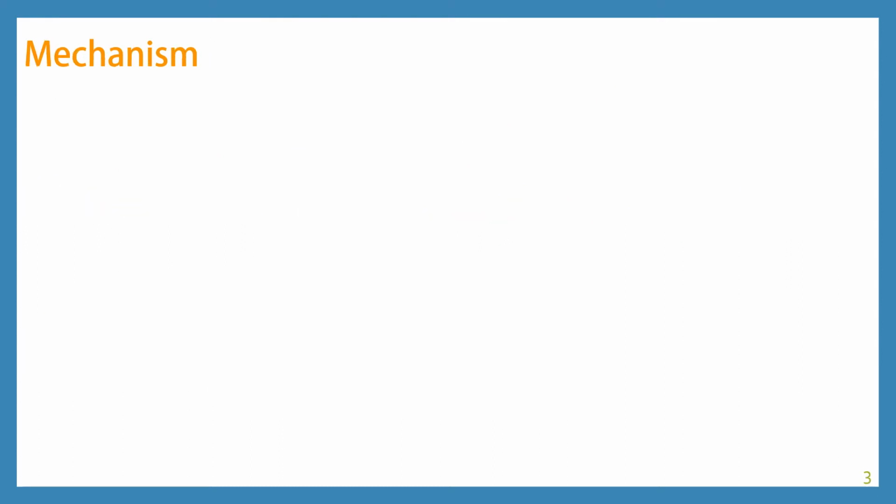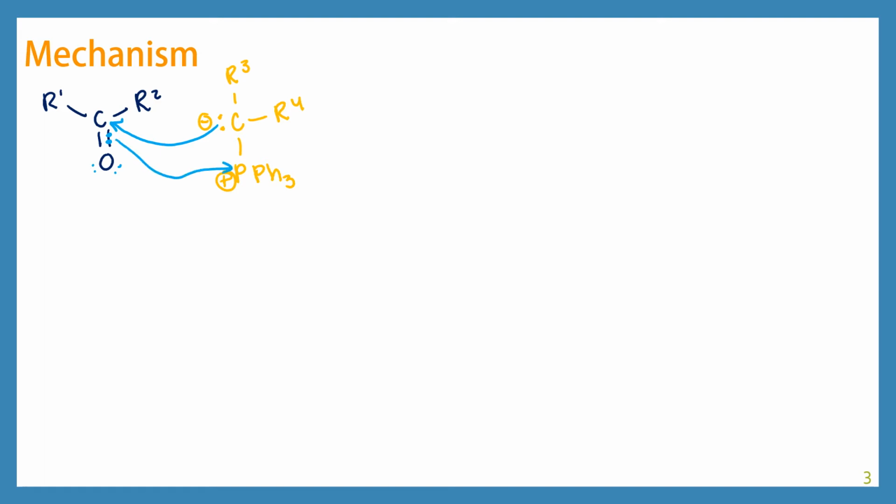So let's take a look at the mechanism of the Wittig reaction. We're going to do some pretty heavy color coding on this slide. So in the first step of the reaction, we have the reaction initiated by the negative charge of the ylide. It's going to attack the carbonyl carbon. And when that happens, the electrons in the pi bond between the carbonyl and the oxygen are going to attack the phosphorus of the ylide. So we are going to be creating a cyclic intermediate.